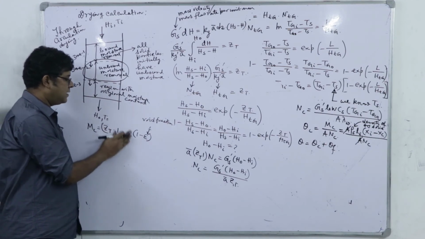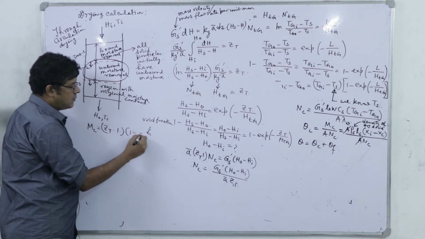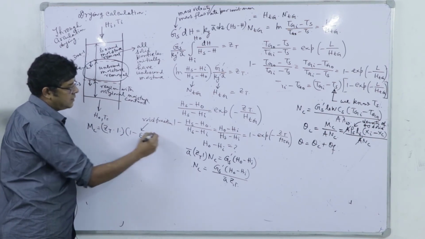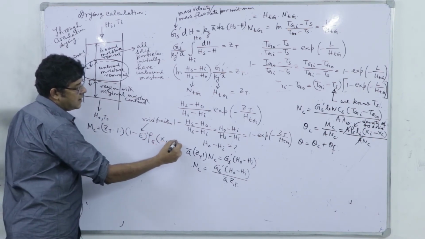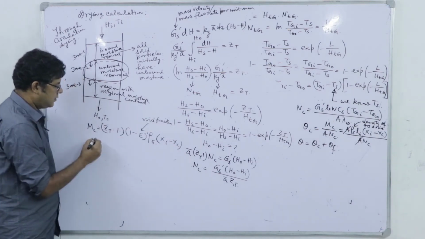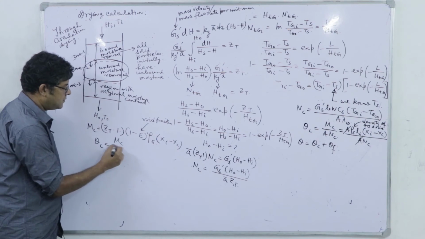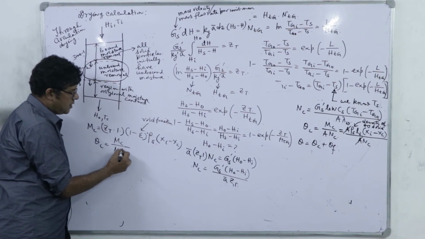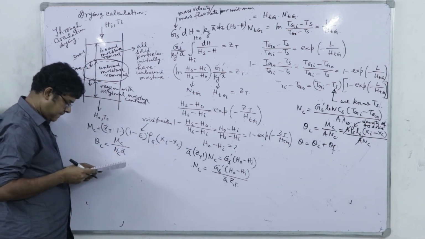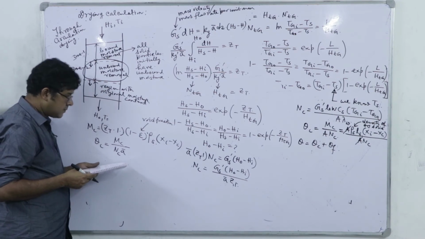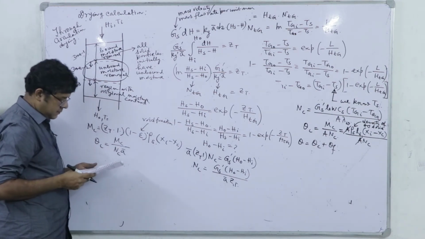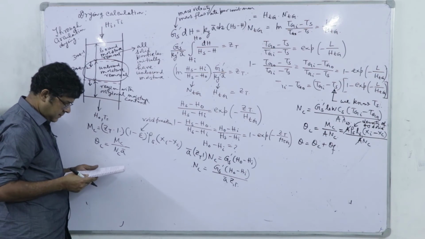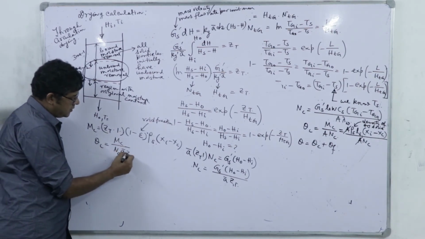So ZT into rho S, where rho S is the density of the solid. So ZT into 1 minus epsilon is the solid volume, multiplied by rho S is the weight of the dry solid, into Xi minus Xc is the amount of moisture removed. So theta C we can calculate as MC divided by NC into A bar, NC has been calculated, A bar into this ZT, right.